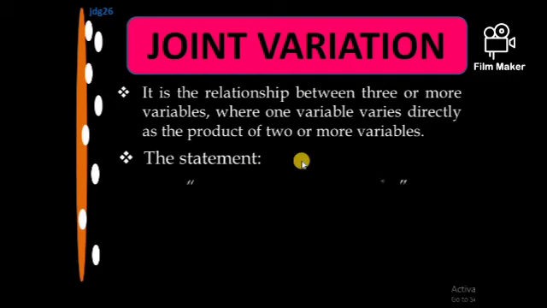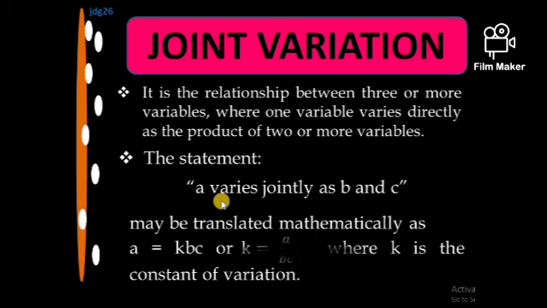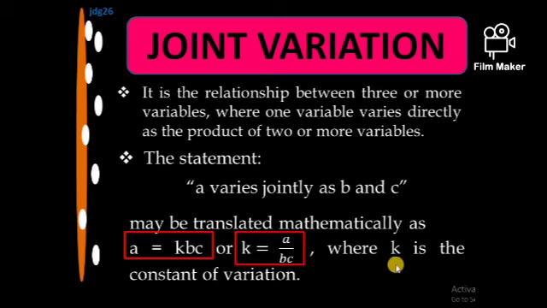So, let's have the statement. Ano yung clue word natin? Varies jointly. Pwede rin naman varies directly. Tapos, ang kasunod ay two variables. Wala namang problema doon. Okay? Pero usually, pag varies jointly, yun talaga ang for joint variation. Kasi nandun na yung word na joint. And this can be translated mathematically as A equals K BC or K equals A over BC. So, meron tayo again na two equations where K is the constant of variation. And usually, ang ginagamit ko na equation ay this one.